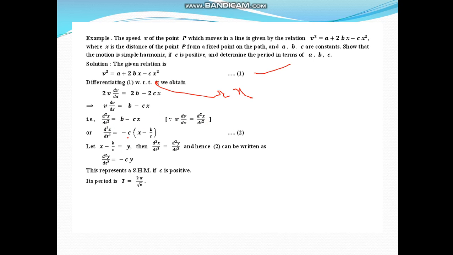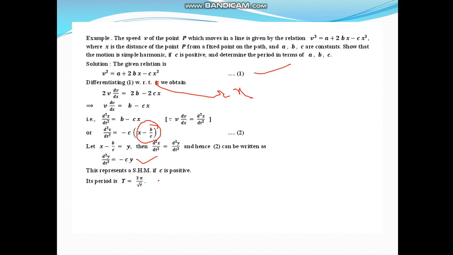Let us take minus c common. Now let us suppose that this x minus b by c, it is y. So अगर इसको दो बार डेरिवेटिव निकालते हैं तो डी स्क्वायर एक्स बाई डी टी स्क्वायर इक्वल टू डी स्क्वायर वाई बाई डी टी स्क्वायर. तो नंबर 2 कैन बी रिटर्न एज डी स्क्वायर वाई बाई डी टी स्क्वायर इक्वल टू माइनस सी वाई. So which is differential equation of simple harmonic motion.